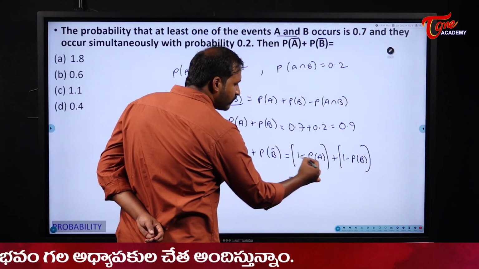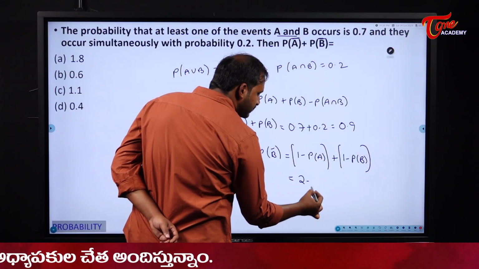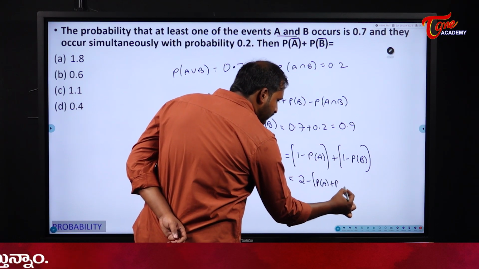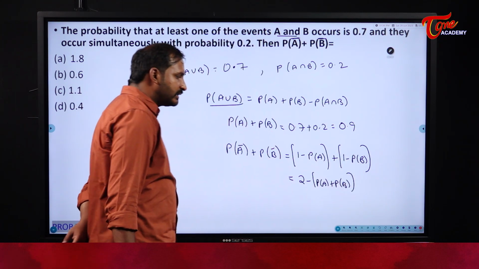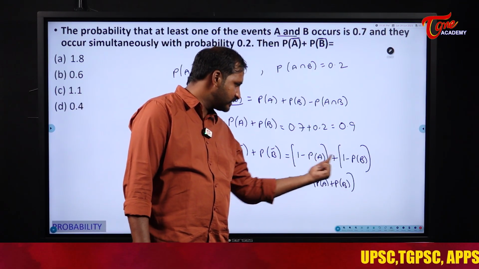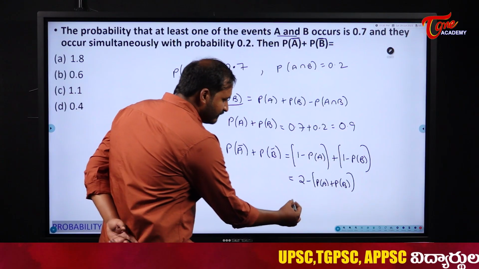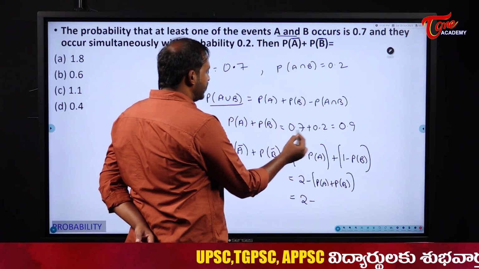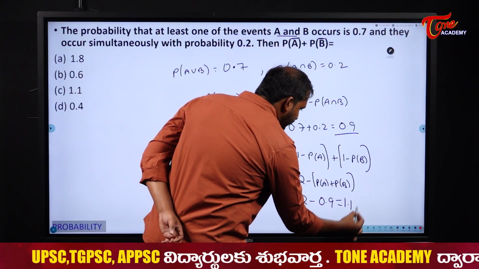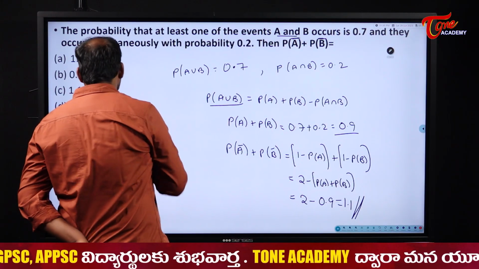So overall, when I solve it, it becomes 2 minus probability of A plus probability of B. Am I correct? When I add all these things, 1 plus 1 becomes 2, and I take the minus common. So now it becomes 2 minus the sum, which is 0.9. So it becomes 1.1. So our answer is 1.1.